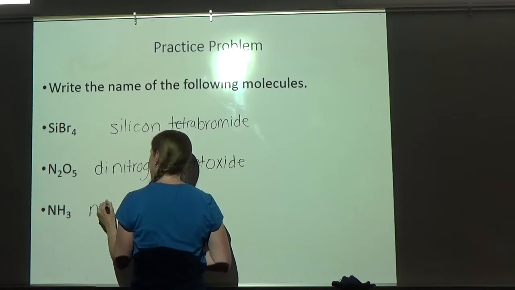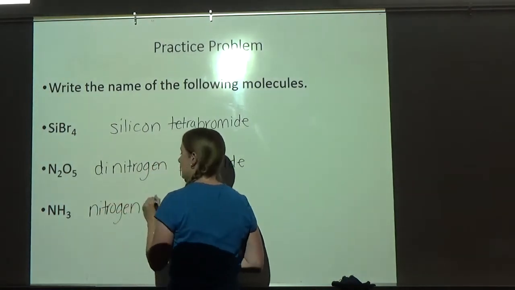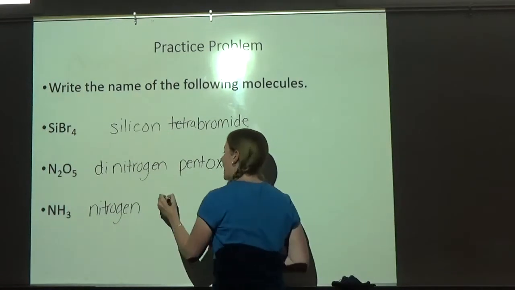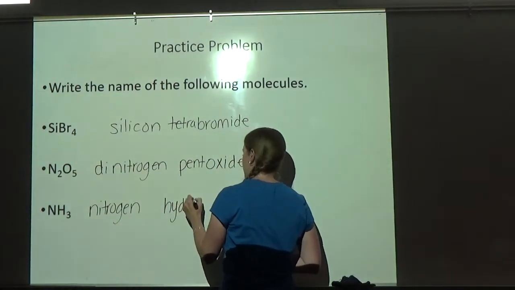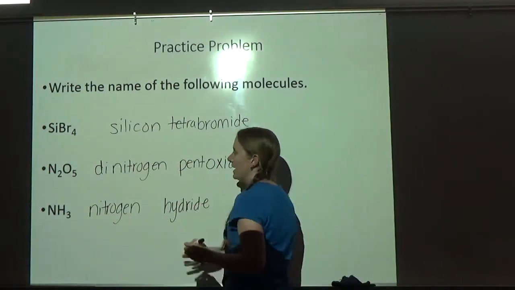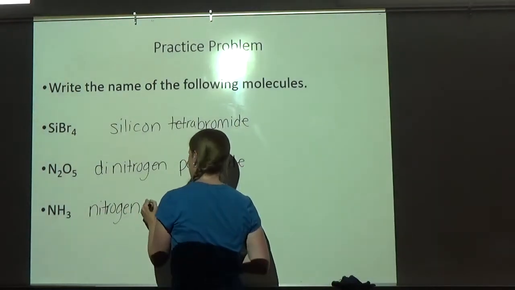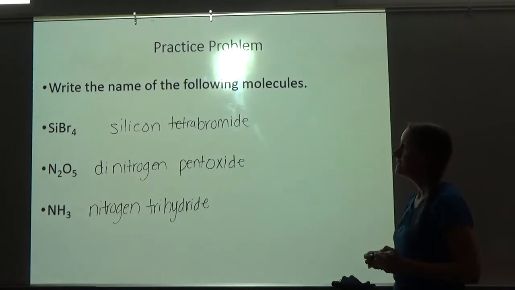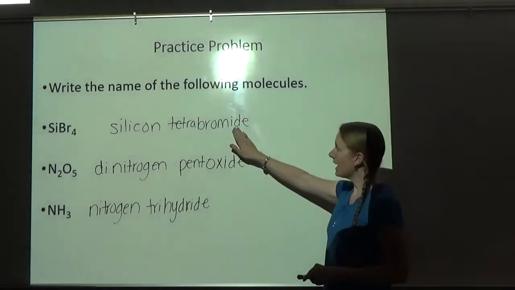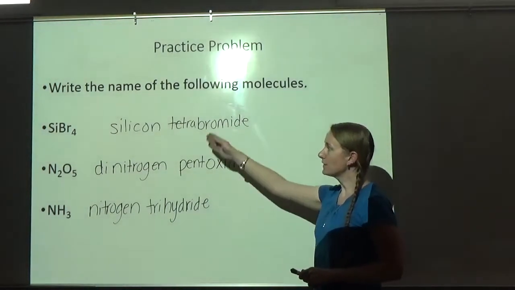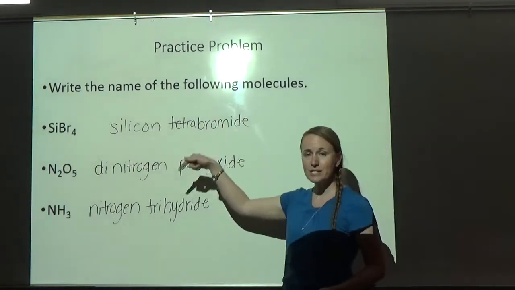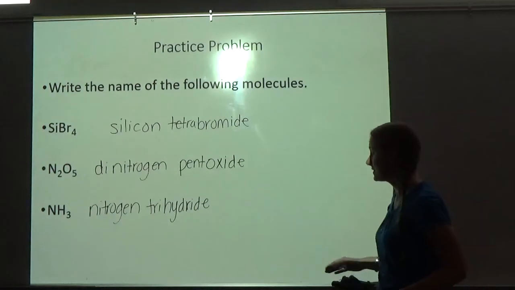Then our last one, we have nitrogen. There's only one of them, so I don't need a prefix. And then hydrogen, when it's at the end, is pronounced hydride. Hydride. And since there's 3 hydrogens, it's nitrogen trihydride. Okay, so the important thing is don't forget to put "ide" at the end, and don't forget to use your prefixes when you need them. Remember, you only need a prefix on the first element if it has a subscript.